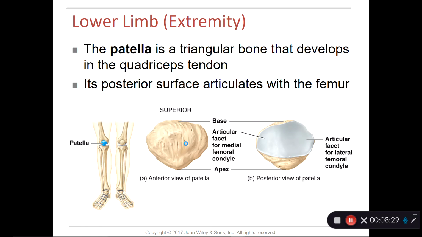Migrating more distally down the leg, we have our only sesamoid bone, the patella. We don't need to know much about that. Just know that it has some role in joint stabilization. Don't need to know base, apex. Just remember that it's a sesamoid bone. It looks like a seed.